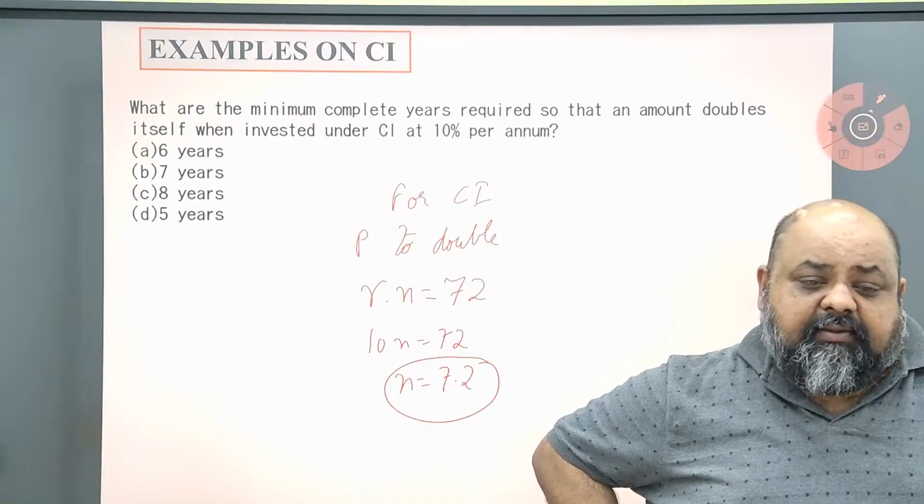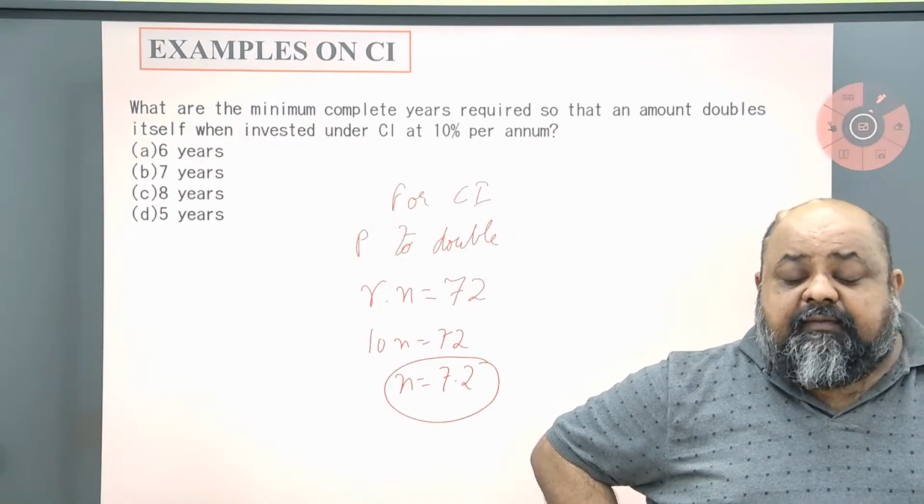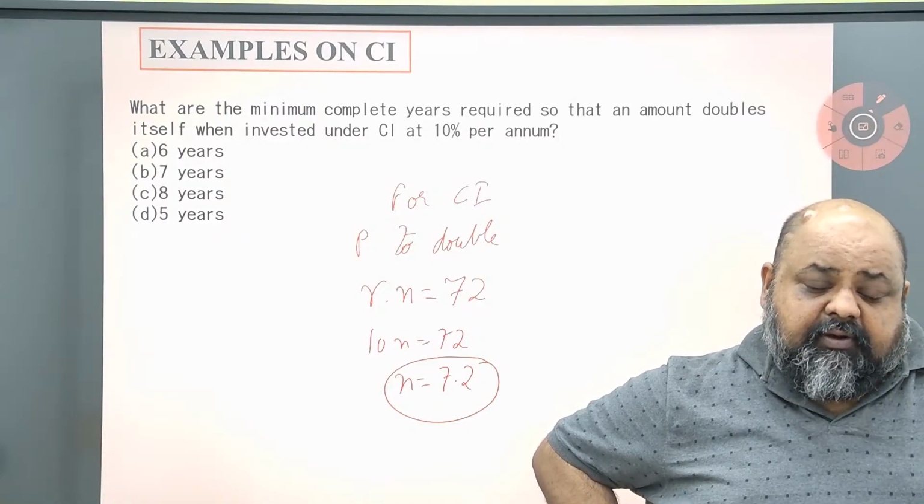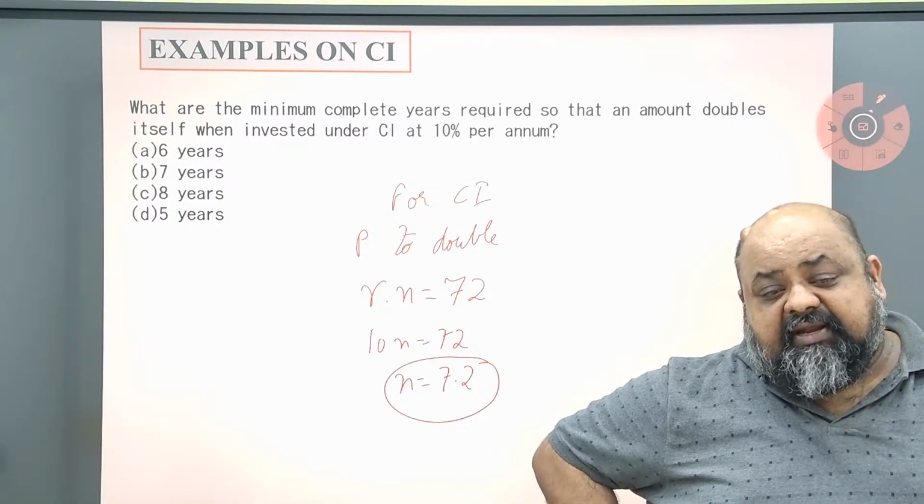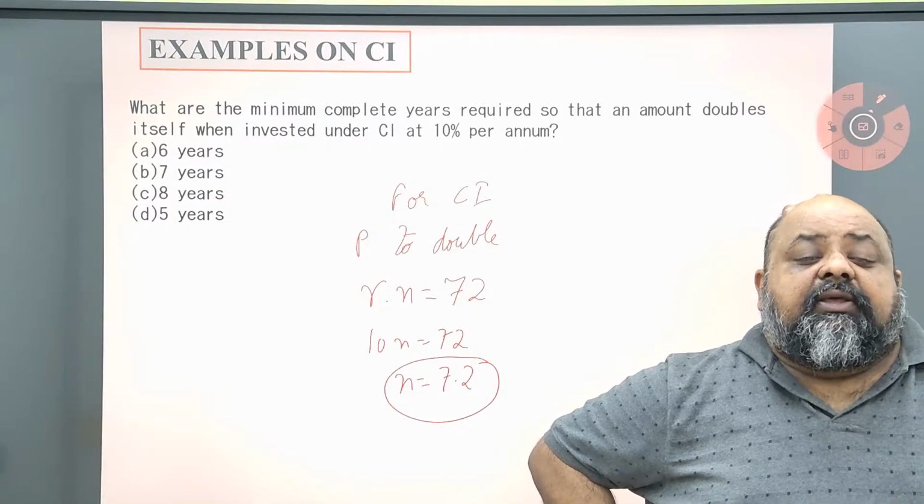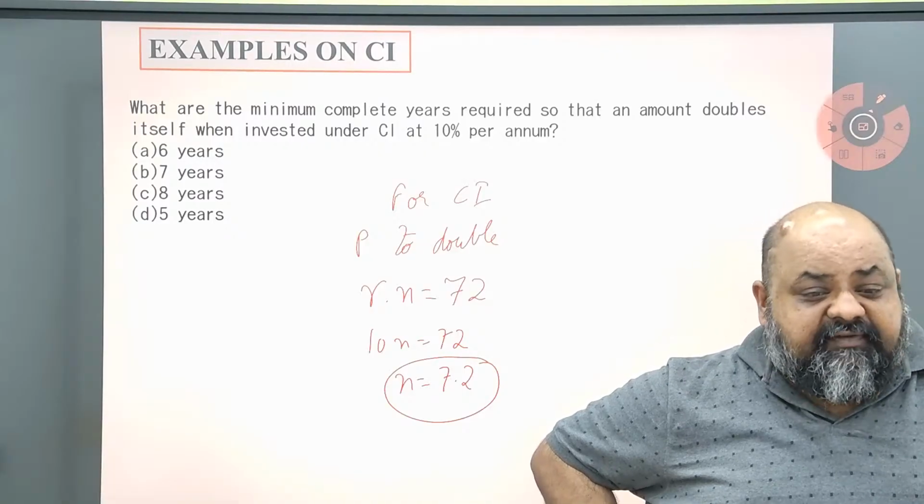But empirically, in practical situations as well, we can assume that for an amount to double at compound interest, R into N, where R is the rate, N is the number of years, is 72. The rule of 72.